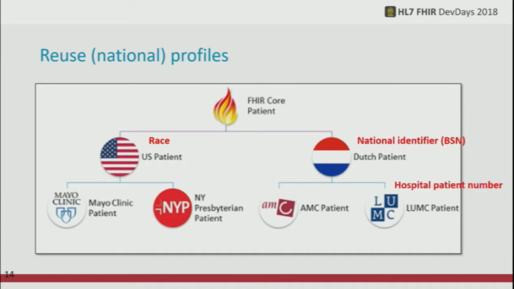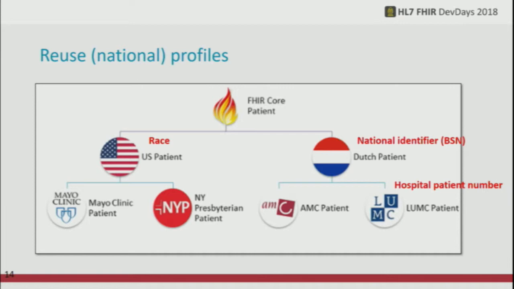And now, for example, our hospitals, this is one which is called LUMC, an academic medical center, they're starting profiling right now. So they want to expose their data to the public. And what they want to do with that is they want to also expose their hospital patient number next to the national identifier.